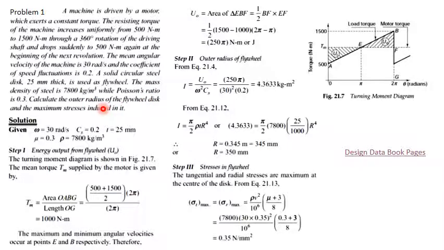So as far as given data is concerned, angular velocity is given to us as 30 radian per second. The coefficient of fluctuation of speed is given to us as 0.2. The thickness of the flywheel is given to us as 25 mm. Poisson's ratio mu is given to us as 0.3, and density of the material used for flywheel is 7800 kg per meter cube.